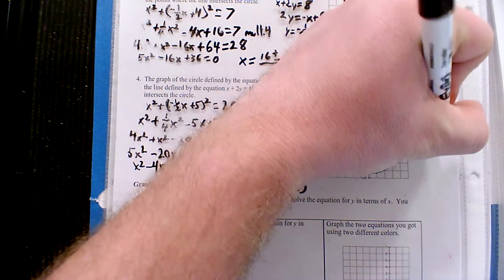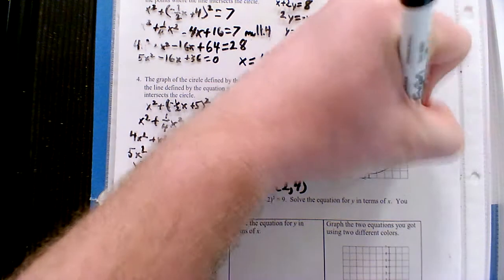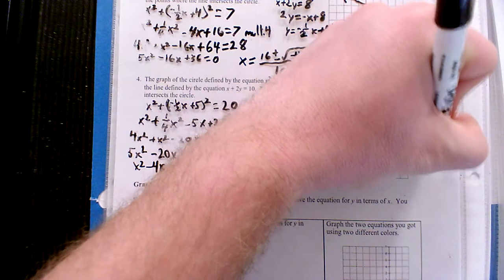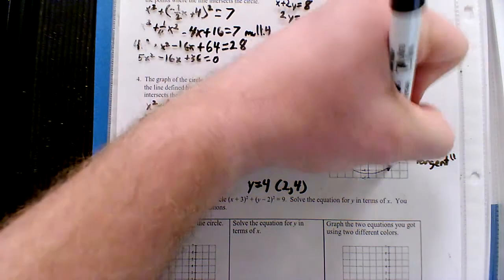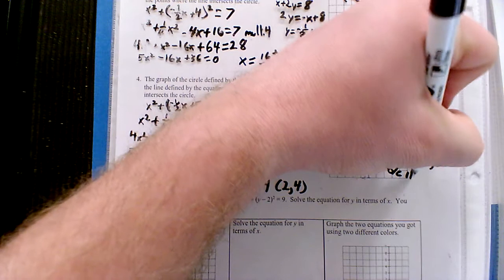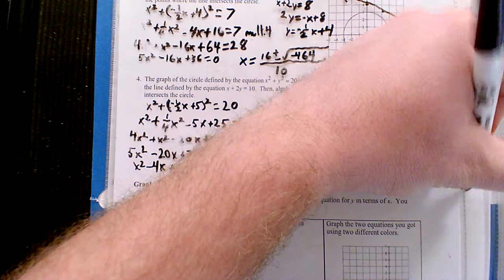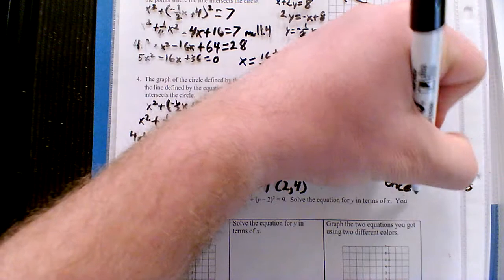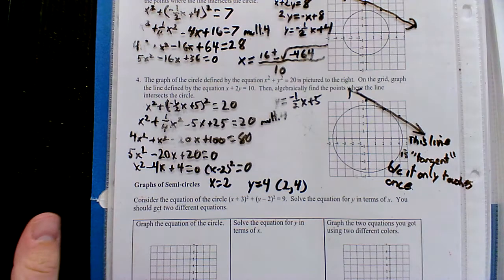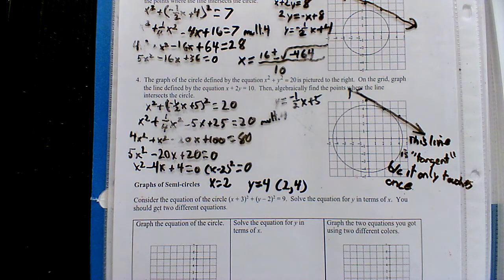This line is tangent because it only touches once. Are we okay with that answer?